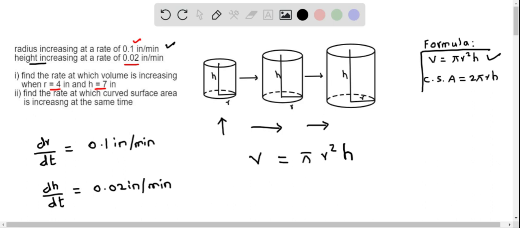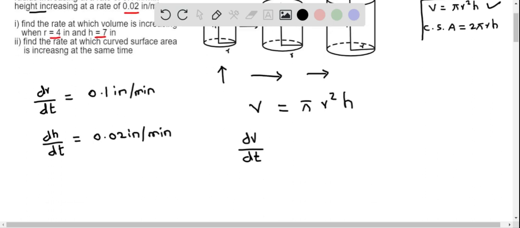Then I have to differentiate both sides with respect to time. So we can write down dv by dt. If you differentiate volume with respect to time, we get dv by dt. And here we have to be a little bit careful. We have three quantities: pi, this is a constant; r, this is varying; and h, this is also varying. So basically pi remains constant. We will not have to do anything, so we just keep it as it is.